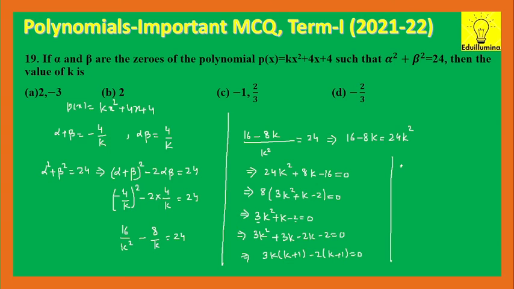So from here, 3k minus 2 into k plus 1 equals 0. So either 3k minus 2 equal to 0 or k plus 1 equals 0. So from here 3k equals 2, or k equals 2 by 3, and from here k plus 1 equal to 0, which gives us k equal to minus 1. So we got two values of k, minus 1 and 2 by 3. So the right option is option C.